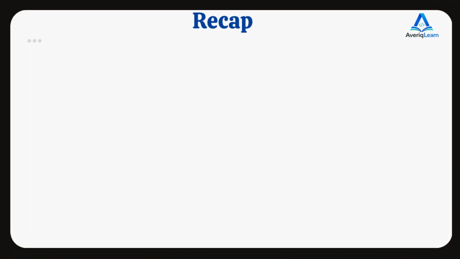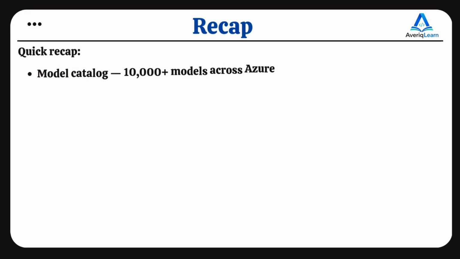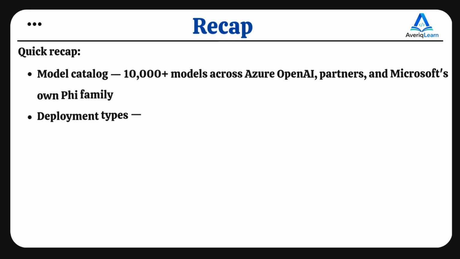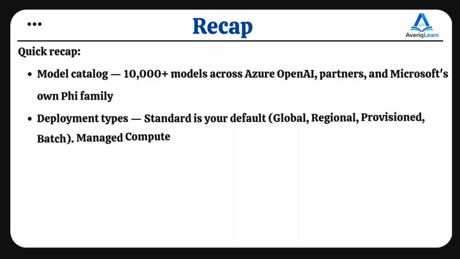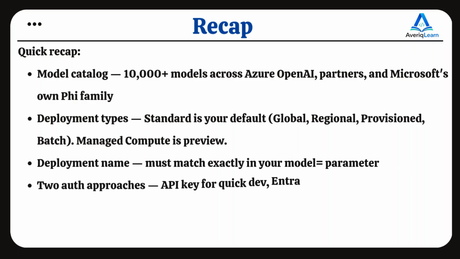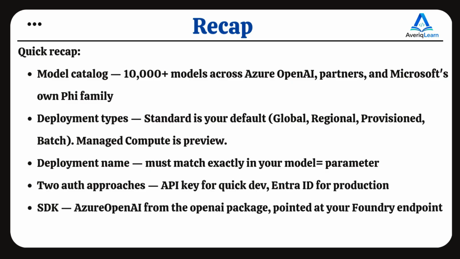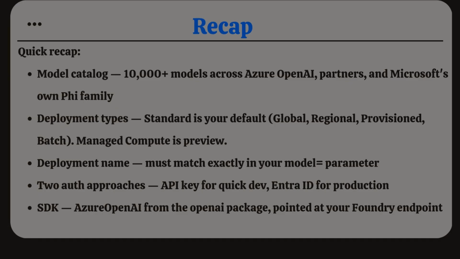To wrap things up, keep these 5 things in mind. First, there are over 10,000 models in the catalog to choose from. Second, stick with the standard deployment type for most use cases. Third, ensure your deployment name matches your code's model parameter exactly. Fourth, use API keys for testing and move to Entra ID when you're ready for production. And last, just point the standard OpenAI SDK to your Foundry endpoint to get started.